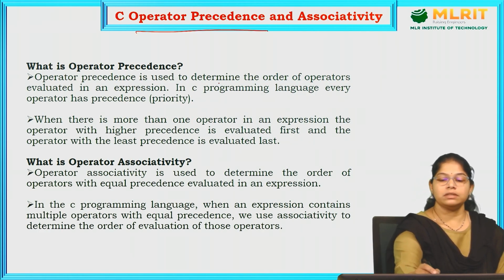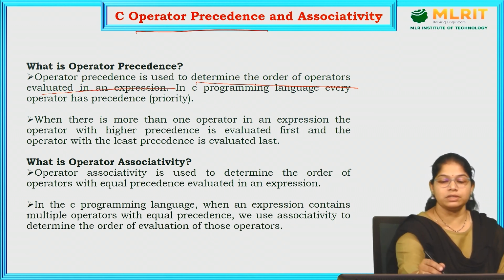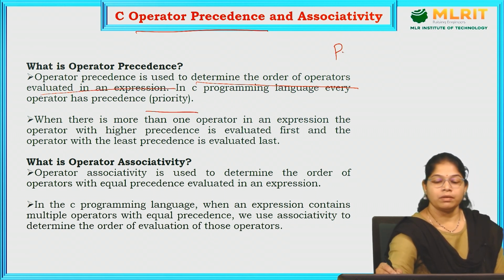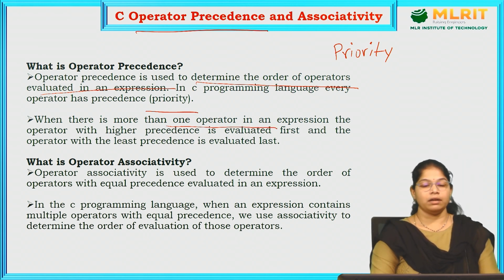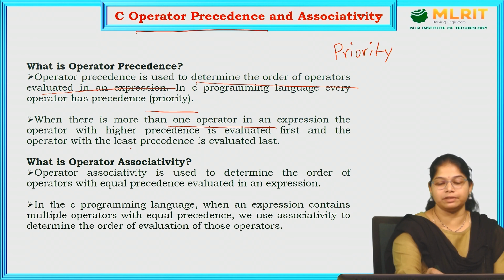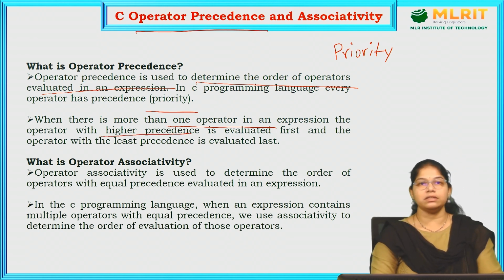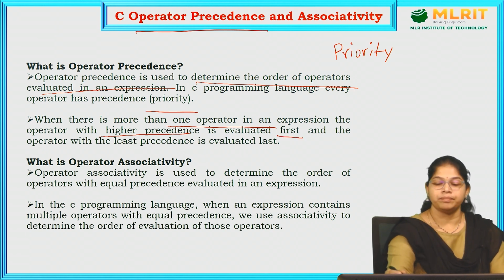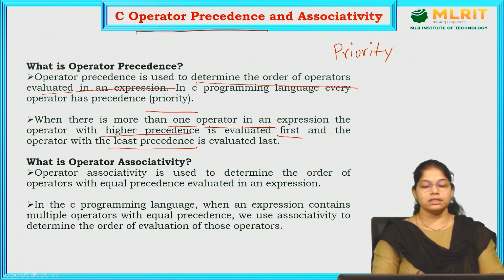Operator precedence is used to determine the order in which operators are evaluated in an expression. Precedence is nothing but a priority. When an expression has more than one operator, we have to decide which operator is evaluated first. The operator with the highest precedence is evaluated first, and the one with the least priority is evaluated last.